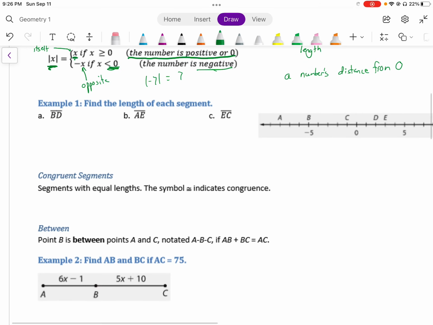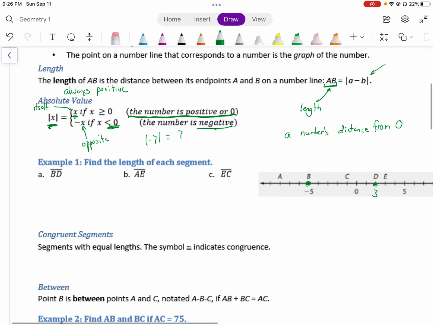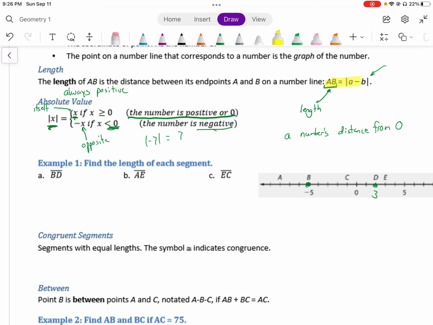Example 1, find the length of each segment. Well, segment BD. So B is at -5 and D is at 3. By the definition up here, we can say the length BD, and remember, if we want the length, we don't put the little segment above it, is equal to the coordinate of B, which is -5, minus the coordinate of D, which is 3, and then you take the absolute value of that. That's the absolute value of -8, which is 8.